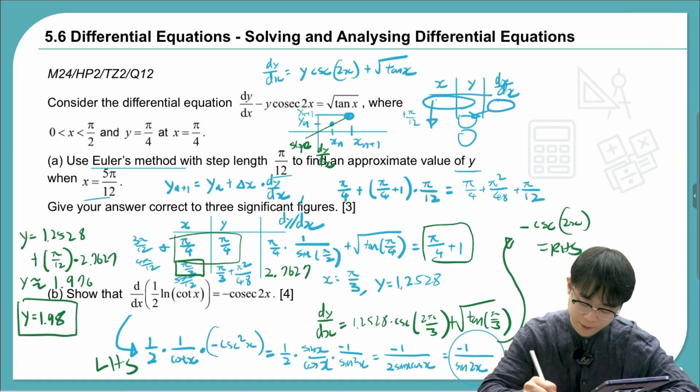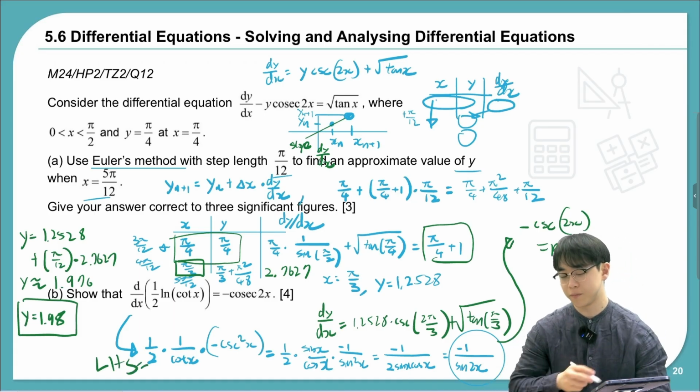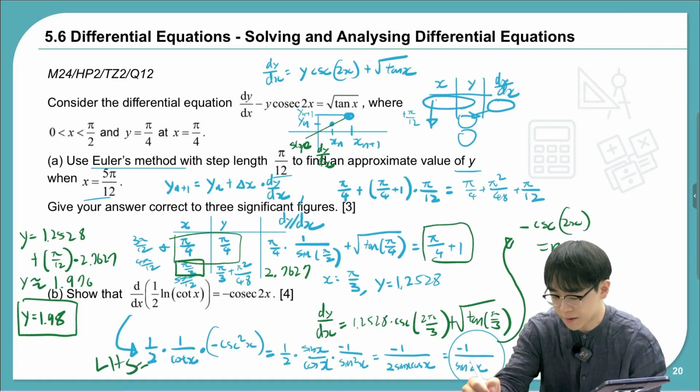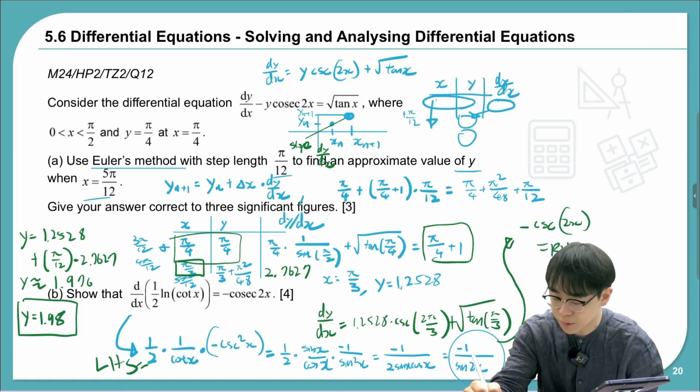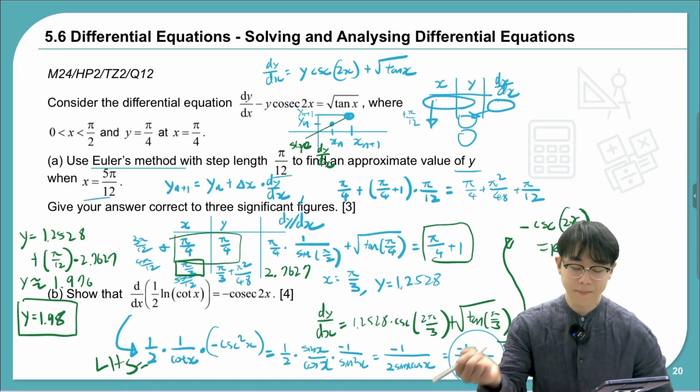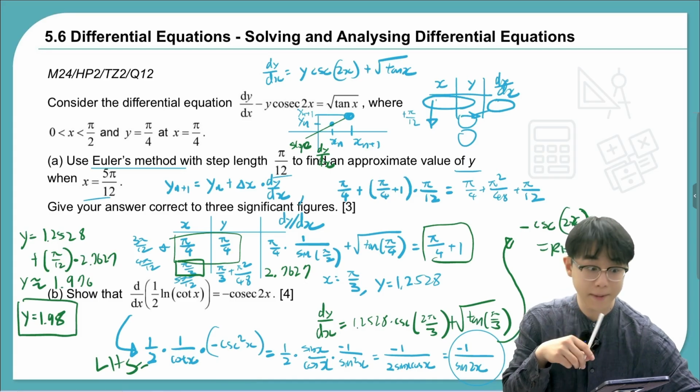Right? So we start from the left-hand side, perform this differentiation, and use our trigonometric identities to get negative cosecant 2x on the right-hand side. Okay, so that's how you would do part B.